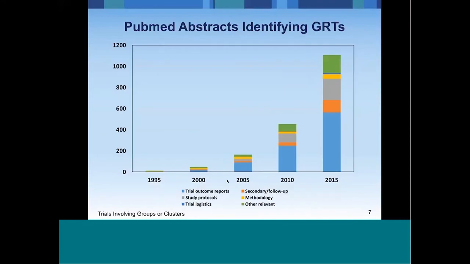These trials are becoming increasingly common in public health and medicine. This graph shows the number of PubMed abstracts that identify group randomized trial terms either in the title or in the abstract. And you can see that it's gone from not very many in 1995 to lots and lots in 2015. It's almost an exponential curve. And these numbers undercount the true situation because many studies don't refer to group randomized or cluster randomized terms in their title and abstract.